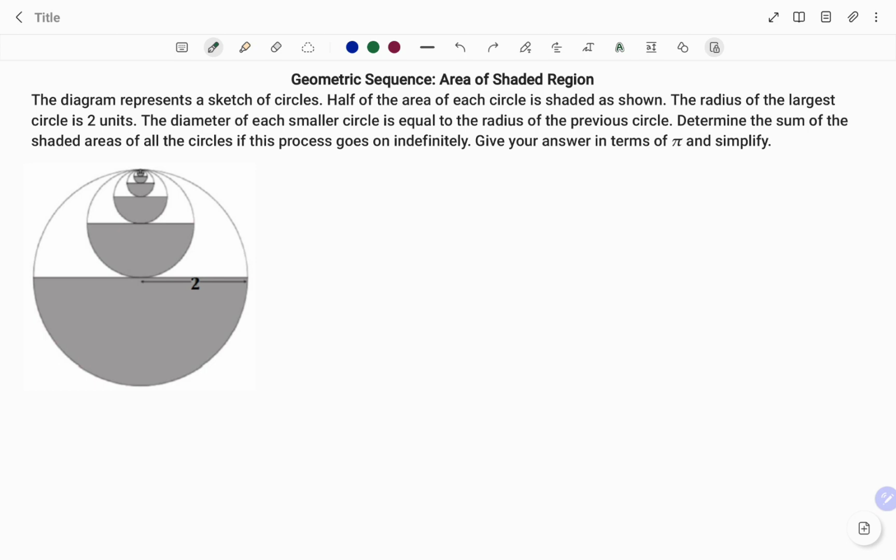To start, the area of a circle, the formula is equal to pi radius squared. And therefore, to find the area of a semicircle, that's half of a circle, the formula will be half of the area of a circle, which is half pi r squared. If I go back to the diagram and I tag the outer circle A, the next one B, the next one C, and so on, going by the statement given, it says the diameter of each smaller circle is equal to the radius of the previous circle.